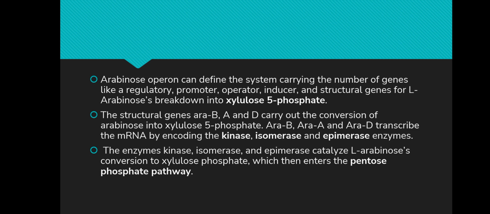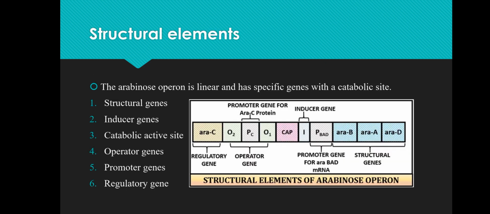There are the enzymes kinase, isomerase and epimerase which catalyze L-arabinose conversion to xylulose phosphate, and it enters the pentose phosphate pathway. As I told, Arabinose operon has some number of genes like structural genes, operator gene, promoter gene, regulator gene, inducer gene, and catabolic active site. Now let's learn about these genes. And this Arabinose operon is linear.